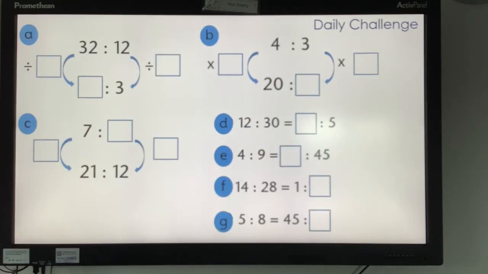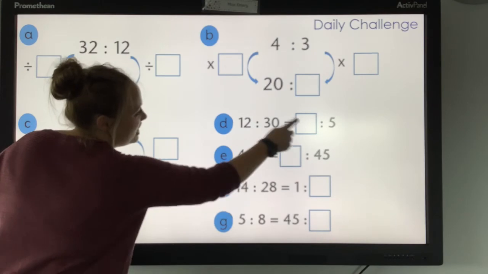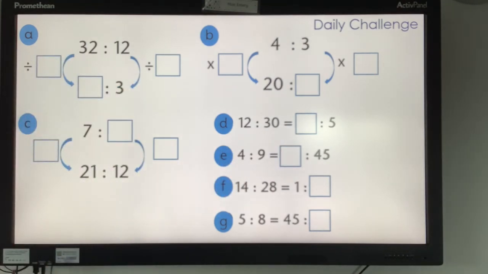So here is your challenge. Sometimes I've given you the arrows and told you whether you're multiplying or dividing. Sometimes I've just given you the arrows, and other times I haven't actually even put it in this form for you. I've just given you the equivalent ratios and you've got to work out the missing number. So pause the video and have a go.